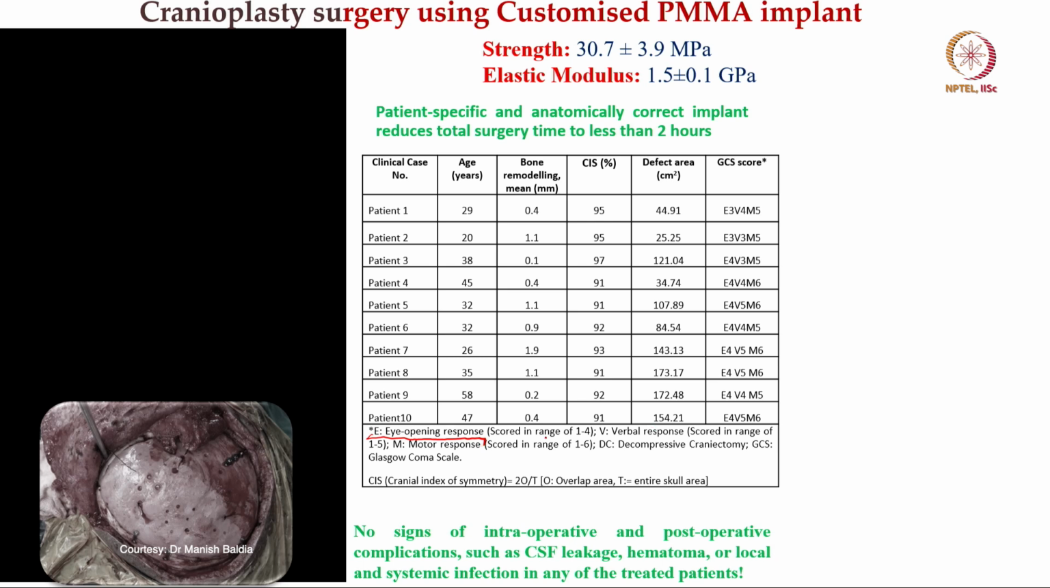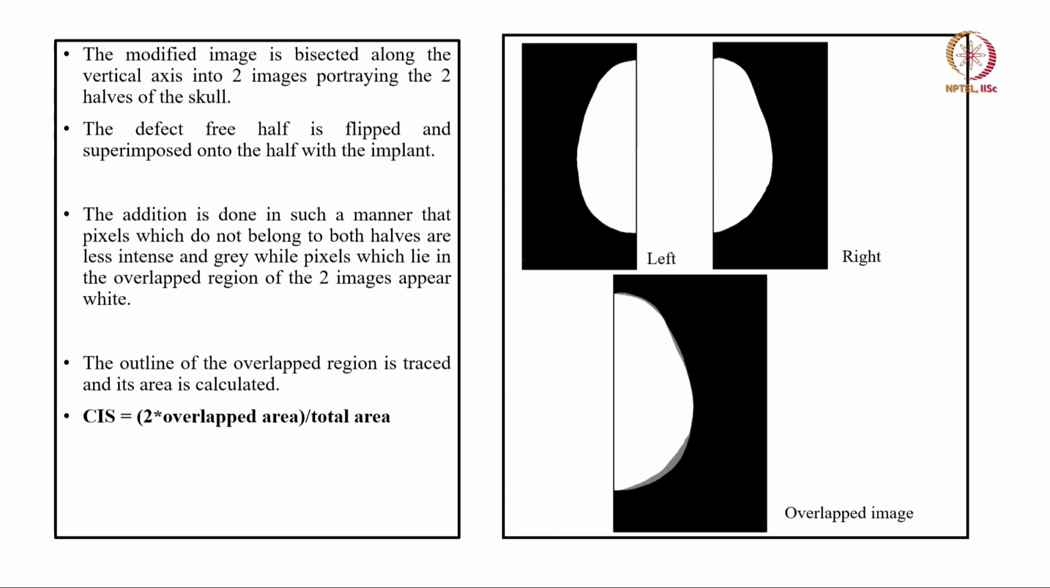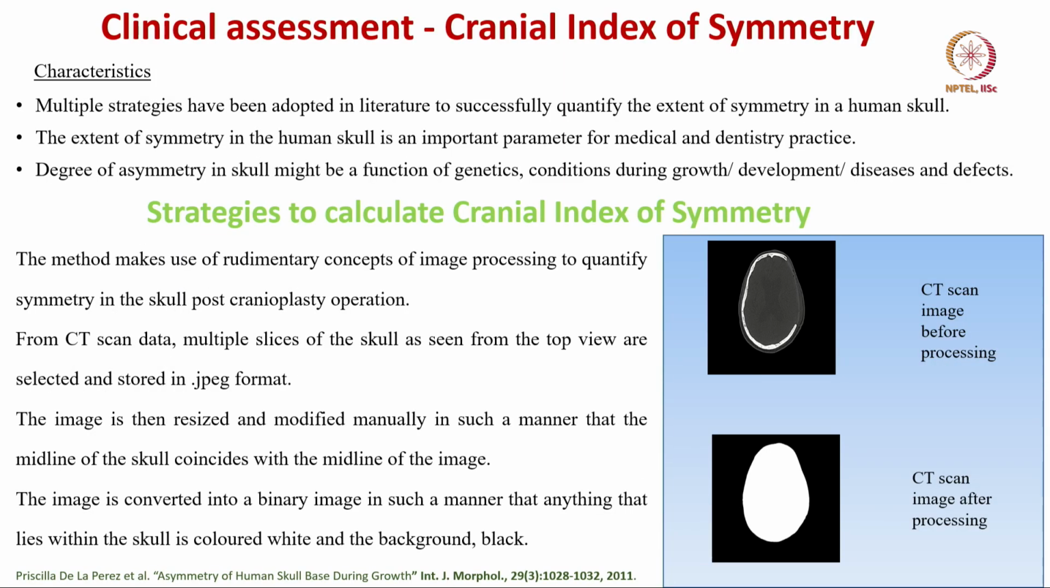Eye opening response, that is scored between 1 to 4. Then there is something called verbal response, that should be scored 1 to 5. Then is called motor response, that is scored 1 to 6. Then these particular things have been mentioned here, E3, V4, M5, that means eye opening response is grade 3, verbal response is 4 and motor response is 5. And cranial index of symmetry I will explain to you very soon. That essentially is a quantitative measure, and that can be explained by these two slides.